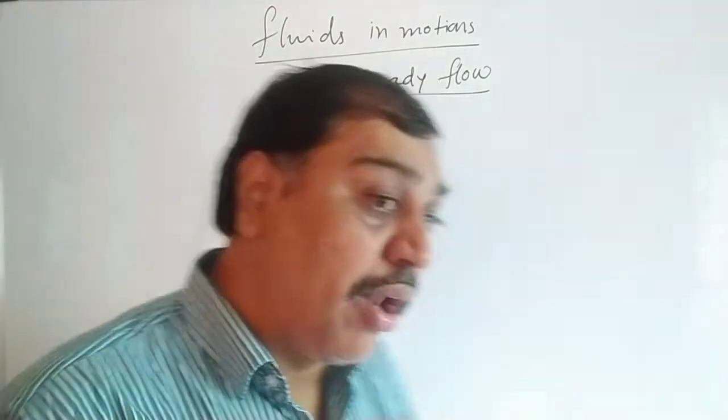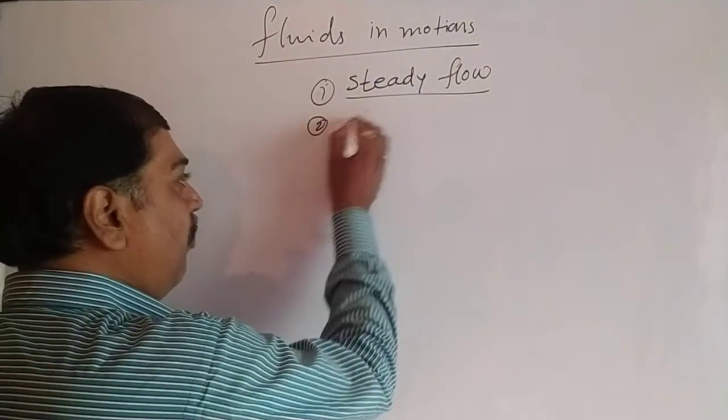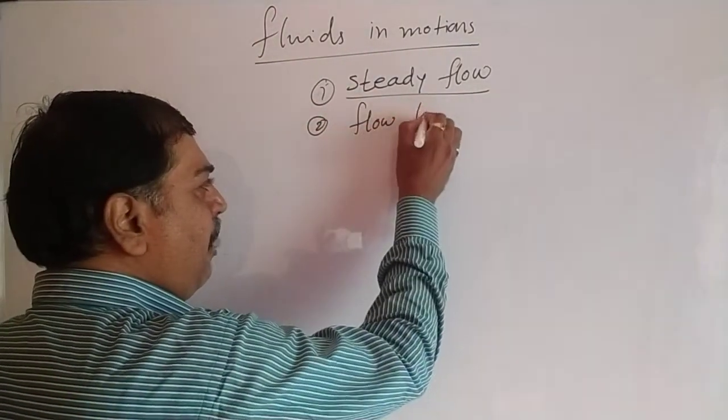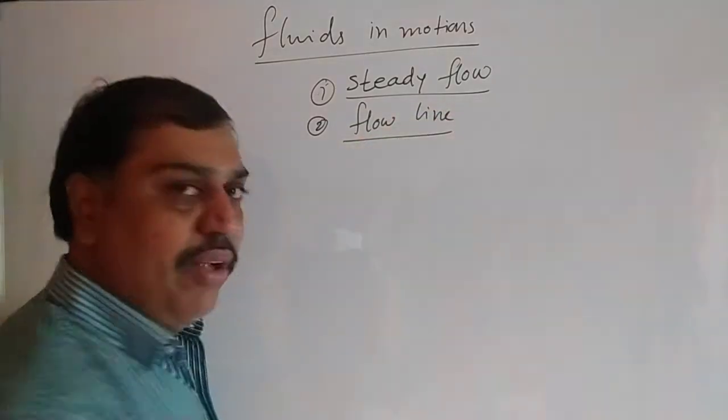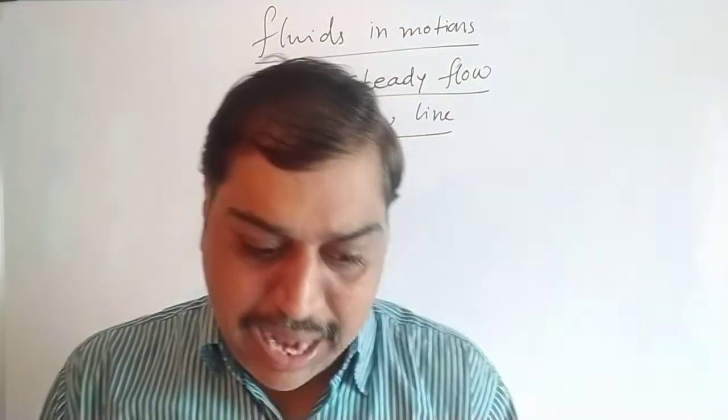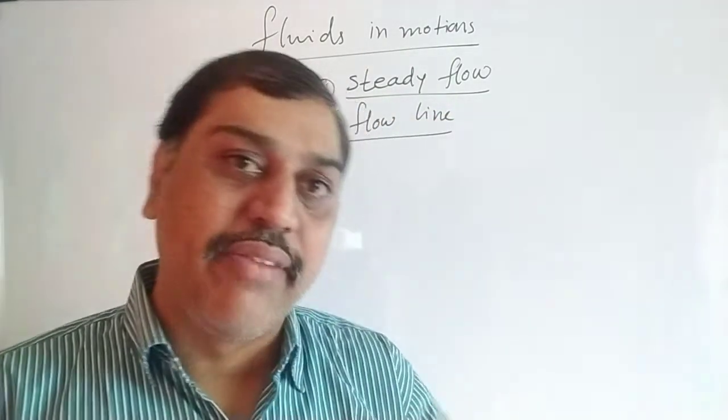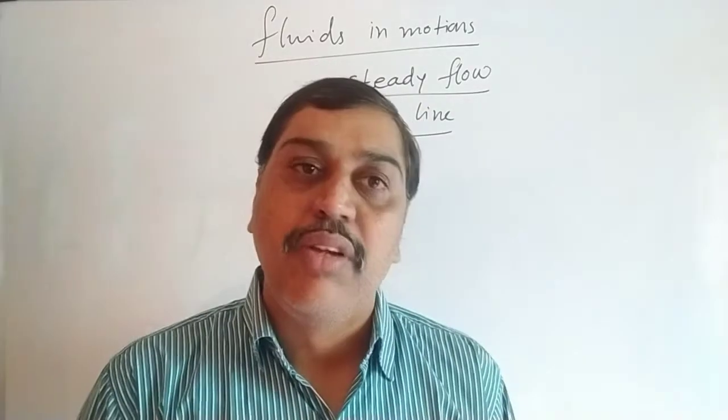Let's go to the second part, flow line. Flow line means, when the liquid is flowing, the path of an individual particle in the liquid is said to be a flow line.